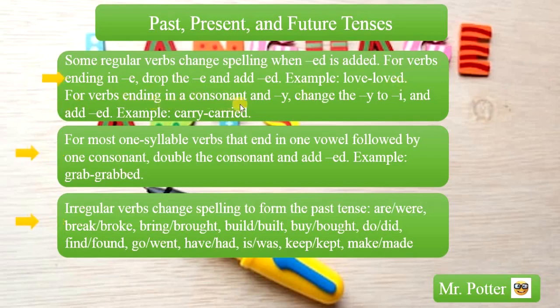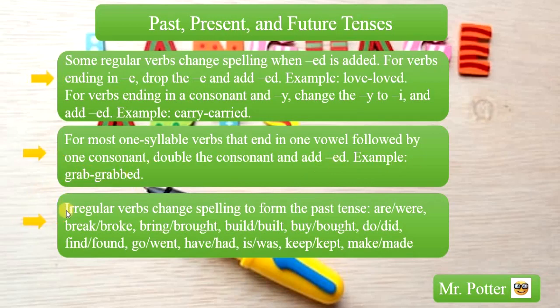For verbs ending in a consonant and y, we change the y to i and add ed. Example, carried. You see, we change the y to i, and then we add ed. For most one-syllable verbs that end in one vowel followed by one consonant, double the consonant and add ed. For example, grabbed. If you see, we double the b and we add ed at the end.